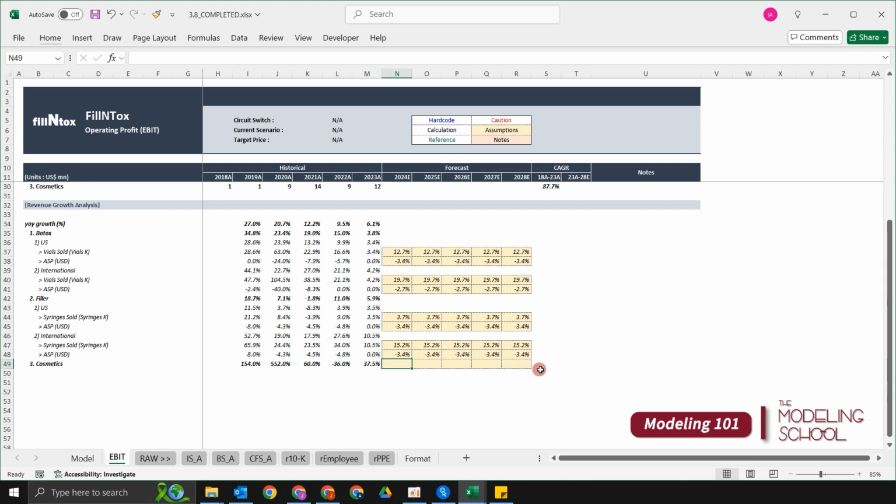We're just simply going to put in 15% growth rates for all 5 years. So I've just hard-coded 15% and copied it across.